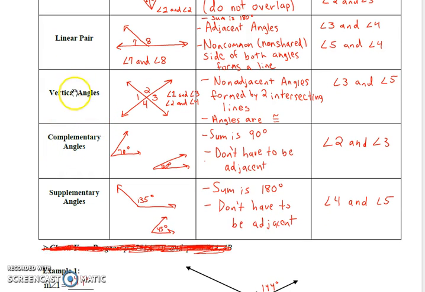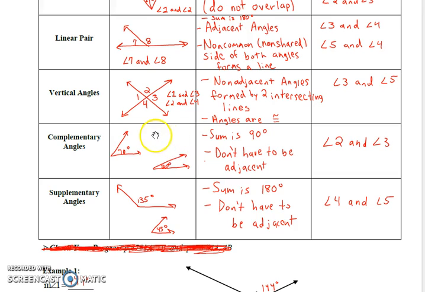Our last term here is called vertical angles. We get vertical angles by drawing in two intersecting lines. So look at my two lines. What you should notice, and if you just go ahead and take your hand and cover up angle 1 and 4, and you'll just see 2 and 3. You should notice that those are a linear pair. They're next to each other and they're forming a line.